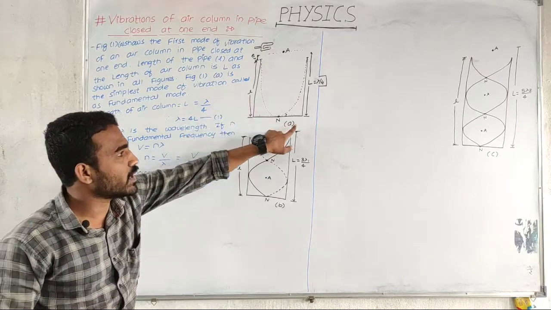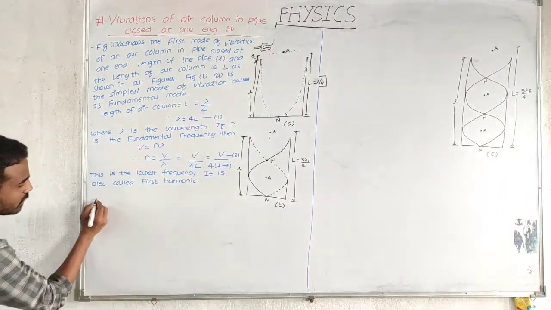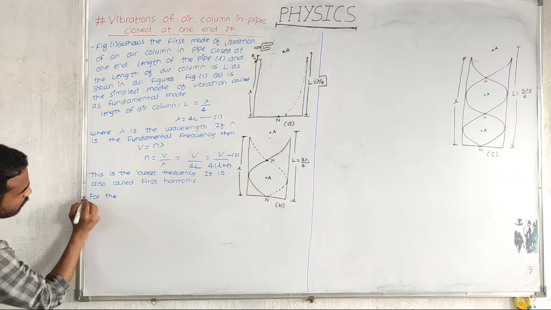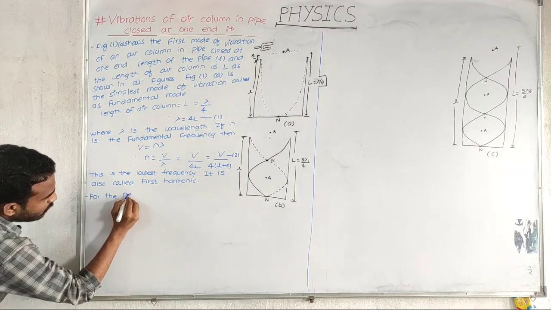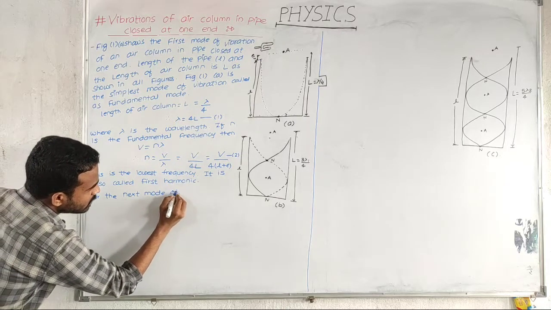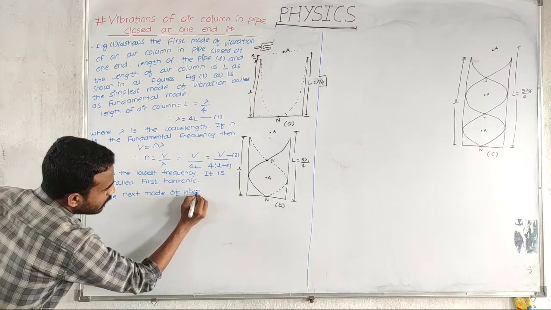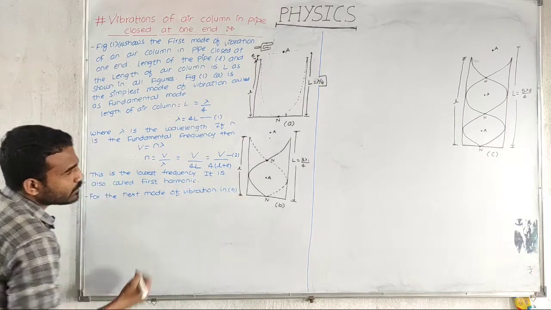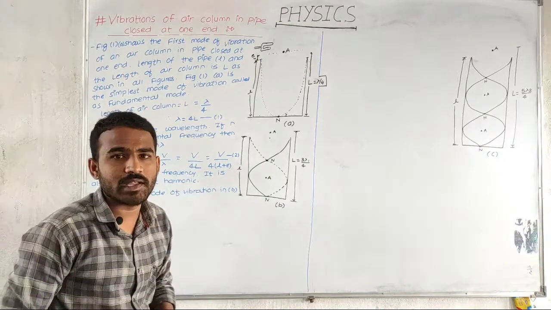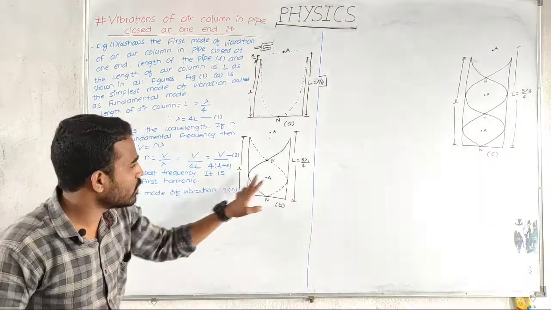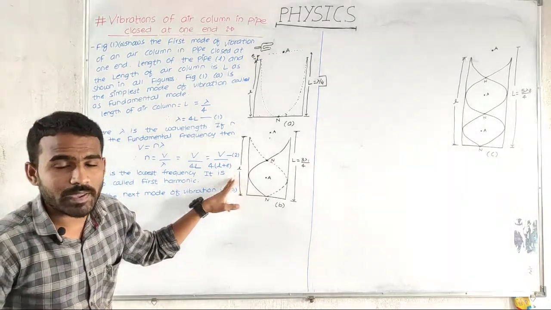So as we have seen the frequency for this mode of vibration in figure A, now for the next mode of vibration in figure B, here you can see this is the air column, and this is the length of the pipe.